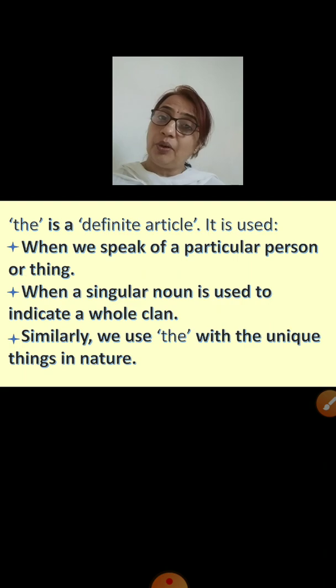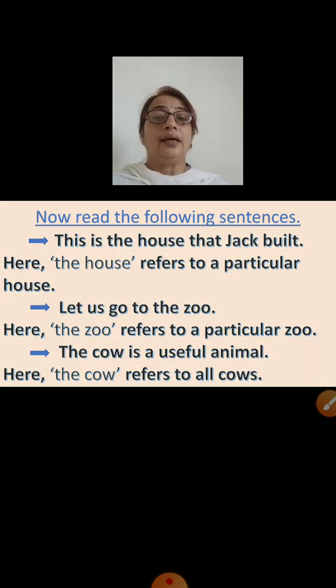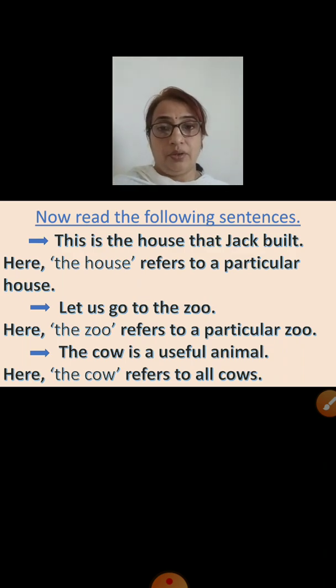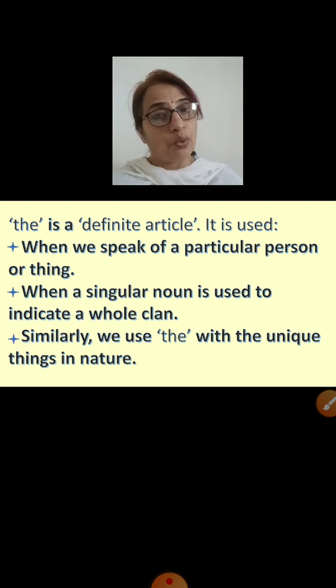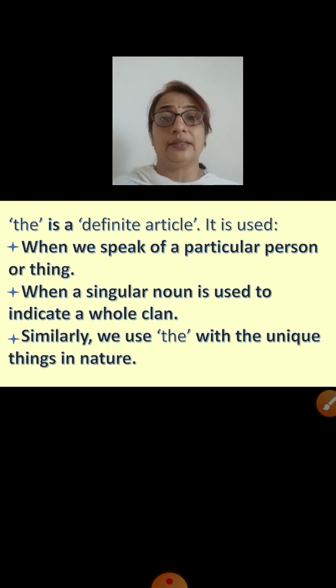Then the second important thing we have to remember: when a singular noun is used to indicate a whole class. Okay, a singular noun which is used to indicate a whole class. See, the cow refers to all the cows. That's why we have said here the cow is a useful animal. So when a singular noun is used to indicate a whole class, in that case we use the definite article the.